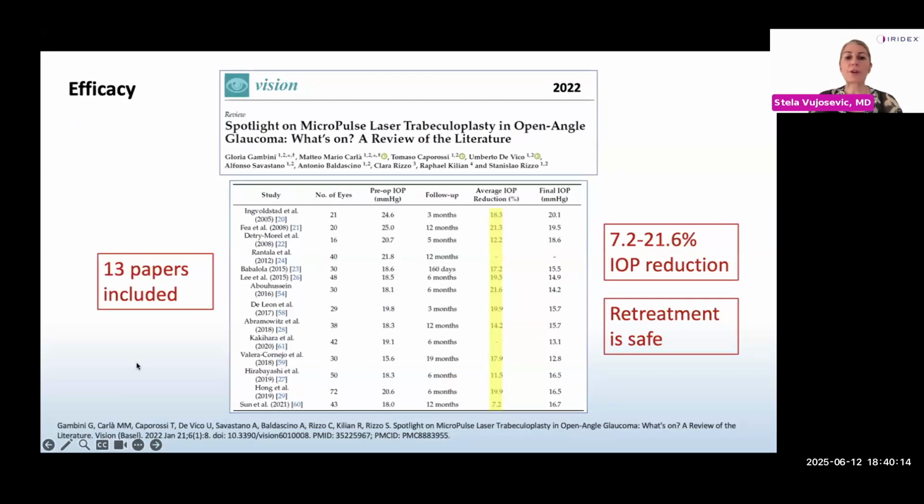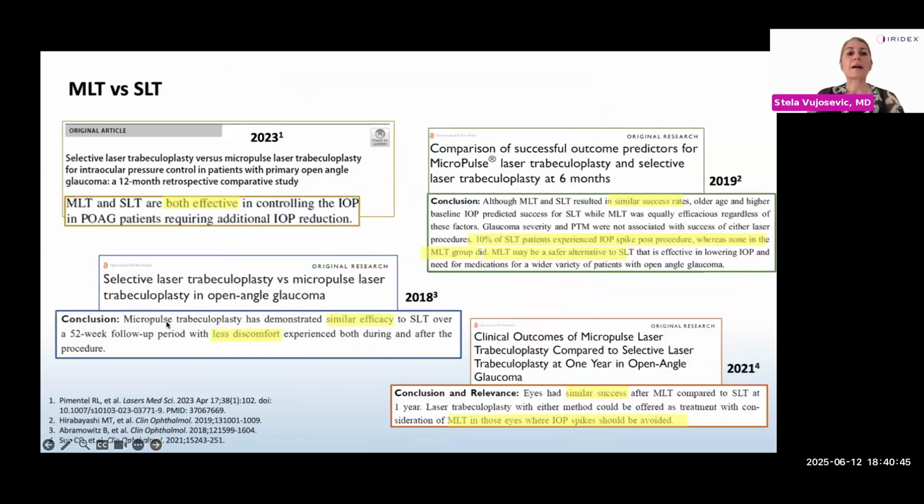Let's look at this review paper on the efficacy of micropulse laser trabeculoplasty in open-angle glaucoma. This review was done on 13 papers that evaluated the changes in IOP after the treatment. You can see that the mean change varied between 7.2 and 21.6% of IOP reduction in these different papers, and that retreatment was safe.